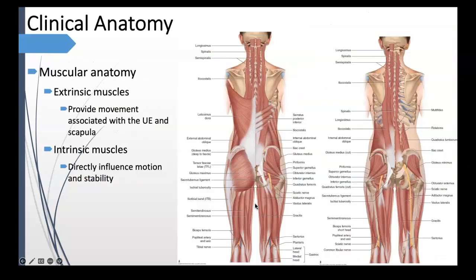Next, what we want to talk about is the muscular anatomy. We have two different types of muscles that we are going to talk about on the next few slides. We have our extrinsic muscles and our intrinsic muscles.